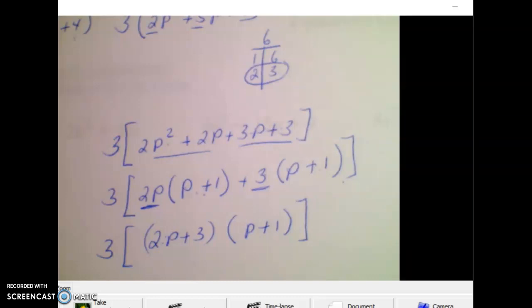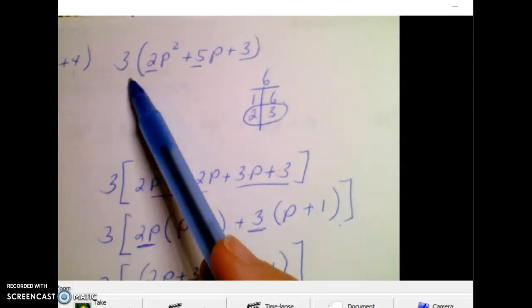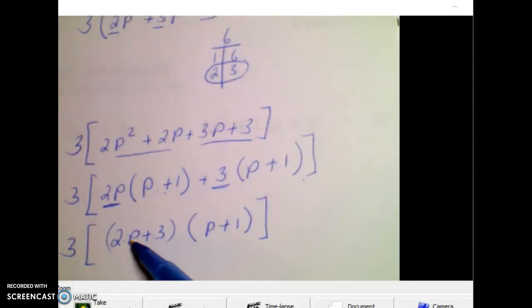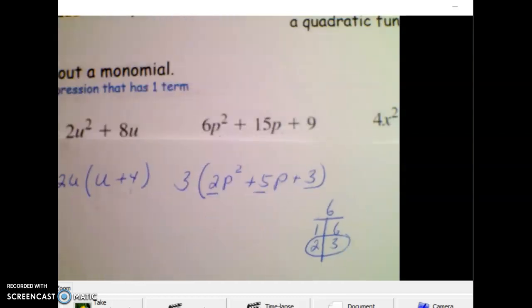And there you go. And I can't break that down any more than that. So this, I factored out a monomial first, and then I factored by grouping. Okay, we have one more to do on this practice sheet, and that's over here.